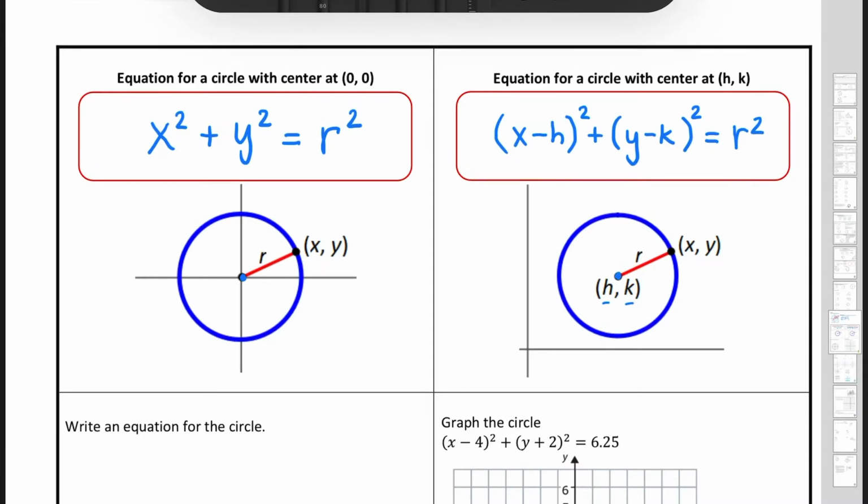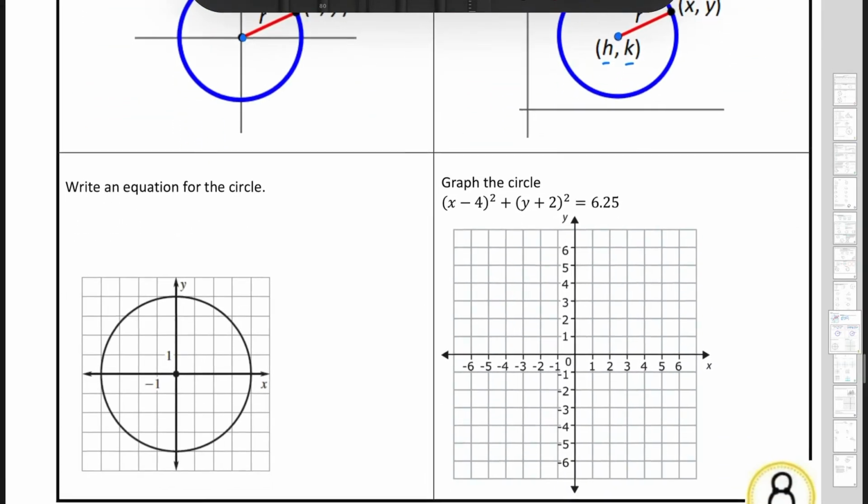Does that remind you of a formula we learned earlier? The distance formula? Doesn't that sort of look distance formula-y? Because they're both based on the Pythagorean theorem. Let's just do a quick example of each.